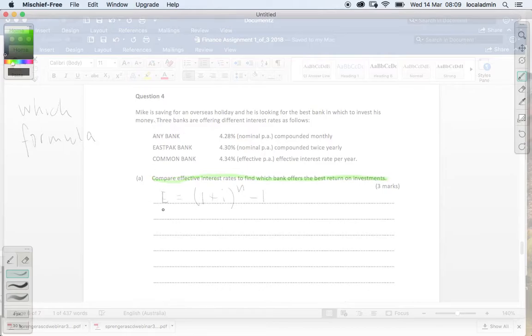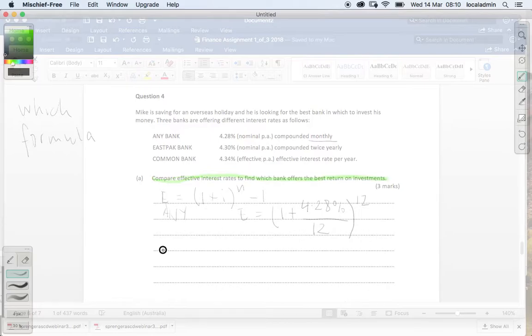So let's do that for any bank. Okay? So write down any, and then we go E equals 1 plus, and it's the interest rate per period. So 4.28% divided by 12. There are 12 months in there. So we want to know what is the interest rate per period, and that's just the 12th of 4.28%. And we do that 12 times per year. That's n. How many compounding periods are there in 1 year? We are only comparing 1 year at a time.